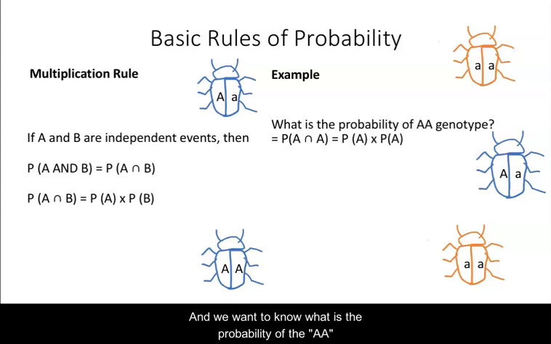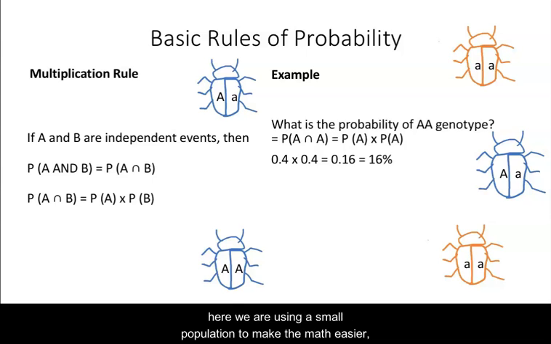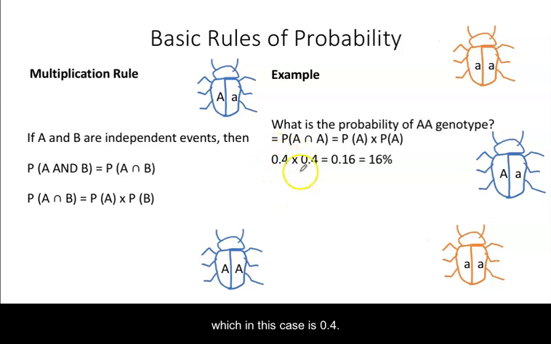So as an example, let's look at the one locus two allele system in our population of beetles. And we want to know what is the probability of the big A big A genotype in this population. So we can look at the frequency of choosing the big A times the frequency of choosing the big A. So we apply the multiplication rule, assuming they are independent events, and in most cases we'd have a really large population, and we're just using a small population here to make the math easier, then the probability of a big A big A genotype is the probability of A times the probability of A, which in this case is 0.4 times 0.4, which equals 0.16, which equals 16%.